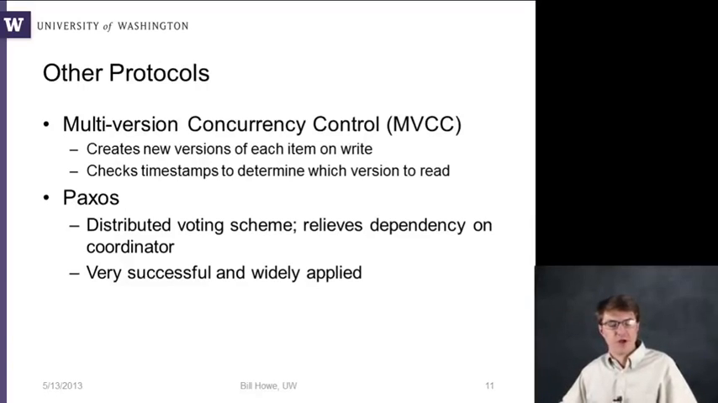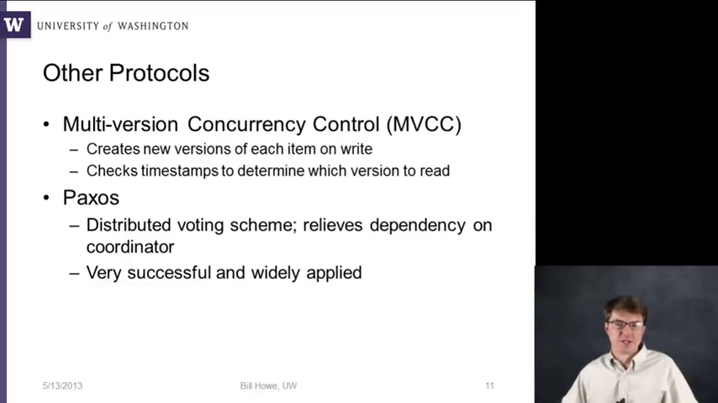Fine. So that mechanism still has a dependency on a coordinator role to administer timestamps. A fully distributed scheme where the decision to go forward with the transaction or to abort a transaction is made through a voting scheme among peers is Paxos. And Paxos is very successful and very widely applied, and you'll see it mentioned in some of the NoSQL papers if you take the time to read them, and they're on the reading list.